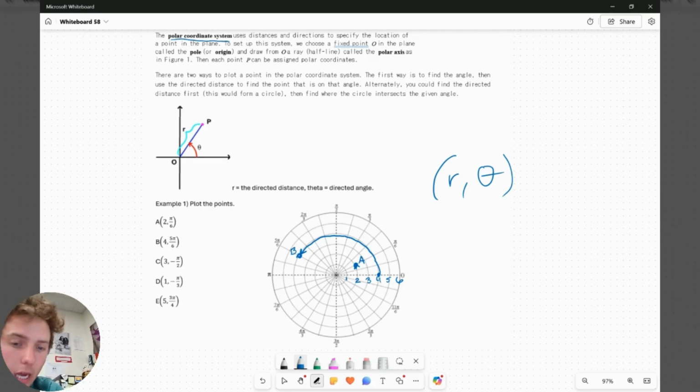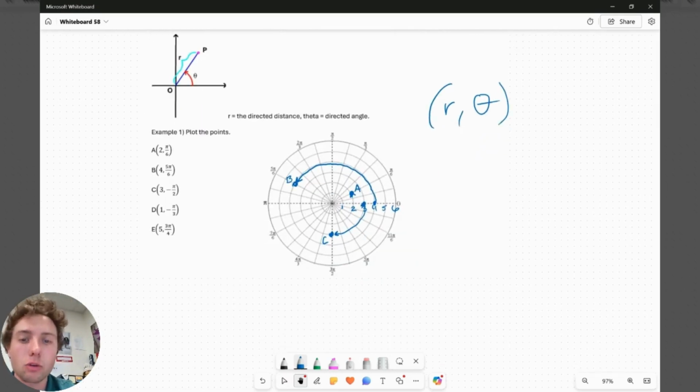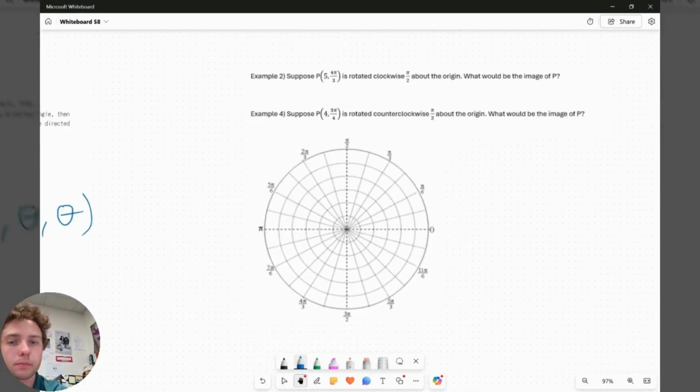Same idea with some of these other ones. Go to 3, go to negative pi/2. Remember, that means you just rotate pi/2 in the negative direction. That would be clockwise. So go to 3, rotate backwards. Pi/2 is 90 degrees, and so forth. Okay, that's the idea of plotting using polar coordinates.